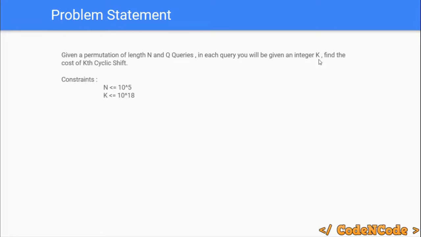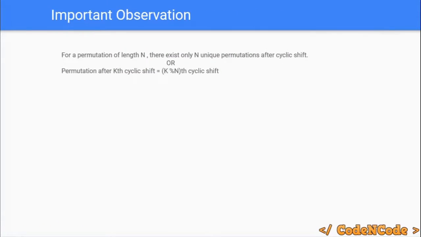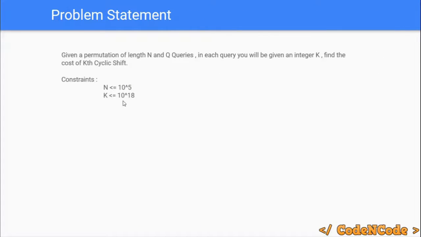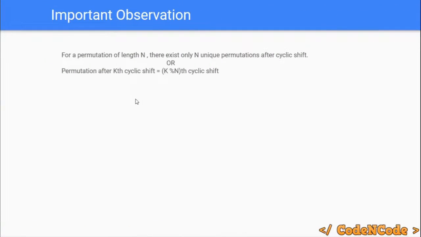The cost of the ith cyclic shift I have already explained in the previous lecture. If you have no idea, just go and watch that lecture first, because that is a prerequisite for this lecture. Now the problem here is, if someone asks to find the cost of the 10 to the power 18th cyclic shift, we cannot actually perform the right cyclic shift of the array 10 to the power 18 times. Of course, this would result in TLE. So there must be a way to get around that condition.